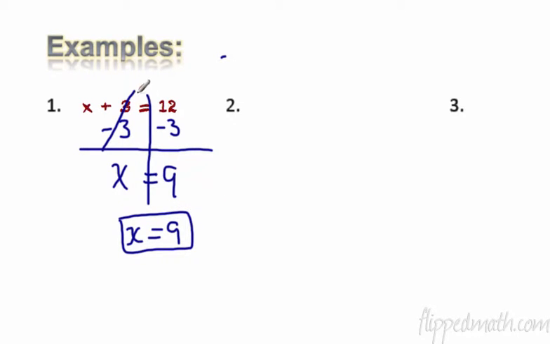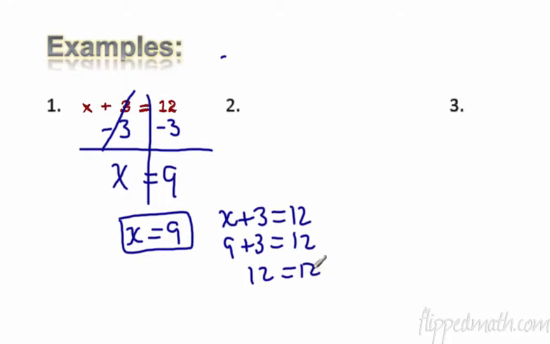Here's how you do that. You write the original equation down. So x plus 3 equals 12. You take your answer, we solved it and we said we think x equals 9. So where the x is, you put a 9. 9 plus 3 equals 12. And then you actually figure that out. What's 9 plus 3? It's 12. So 12 does equal 12.